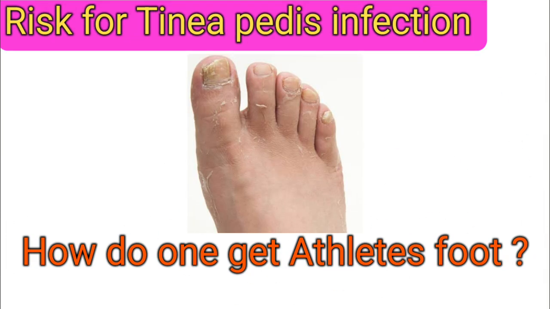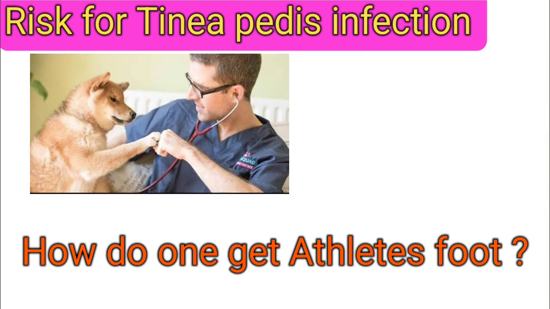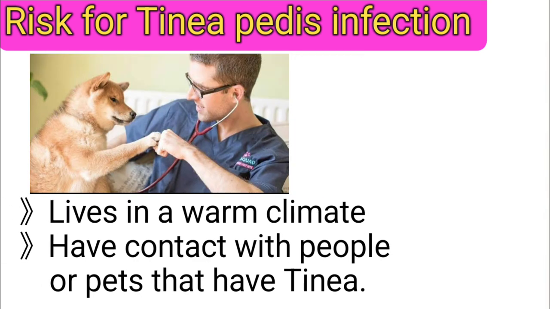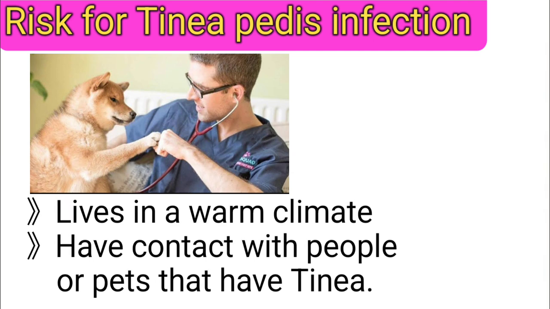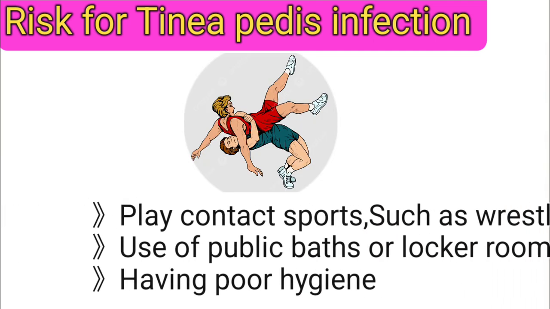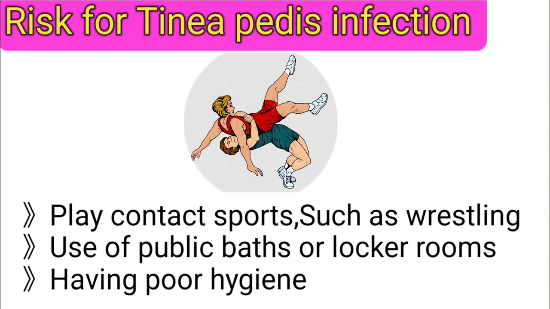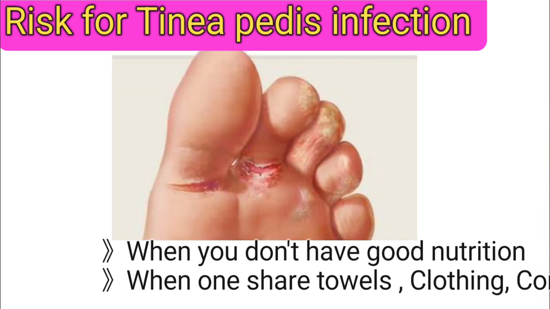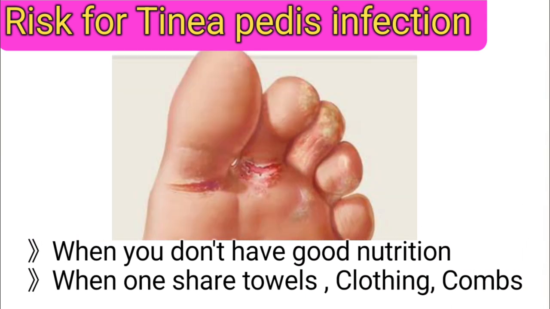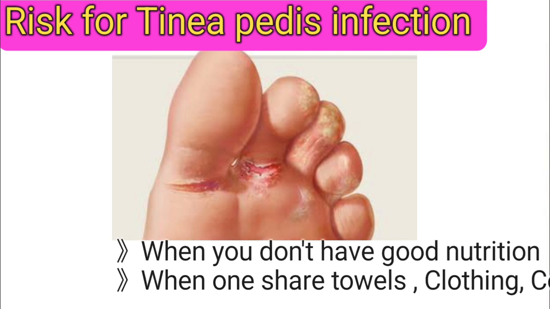Now, how does one get athlete's foot? When one lives in a warm climate, has contact with people or pets that have tinea, and also plays contact sports such as wrestling, uses public baths or locker rooms, and has poor hygiene. When you don't have good nutrition, or when one shares towels, clothing, or combs.